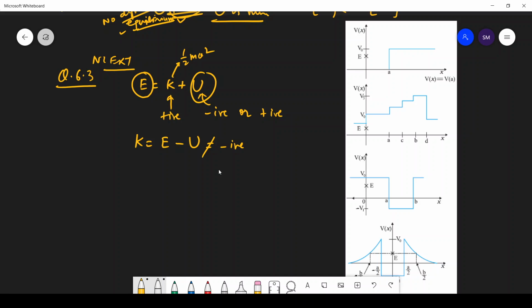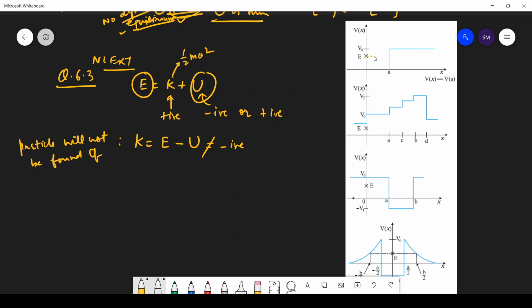So that's what we have to tell, that we need to specify the region in which the particle cannot be found for the given energy. The particle will not be found if kinetic energy is negative. So that's what we need to see.